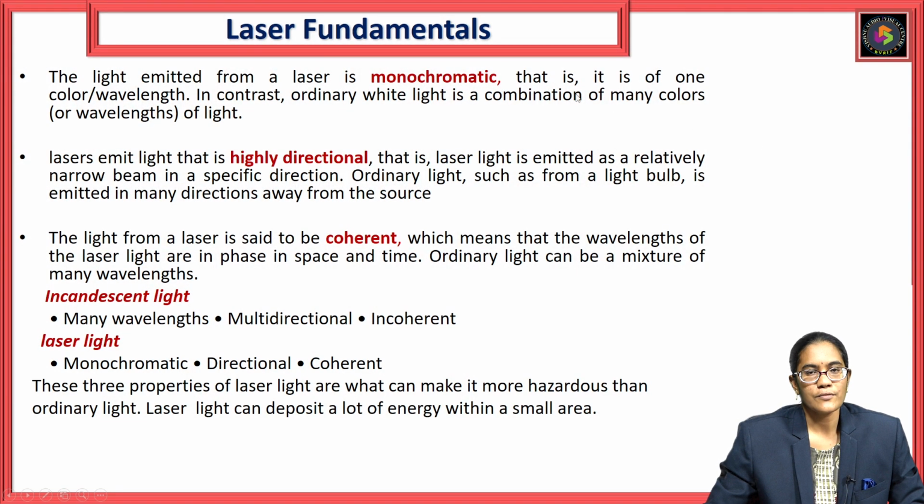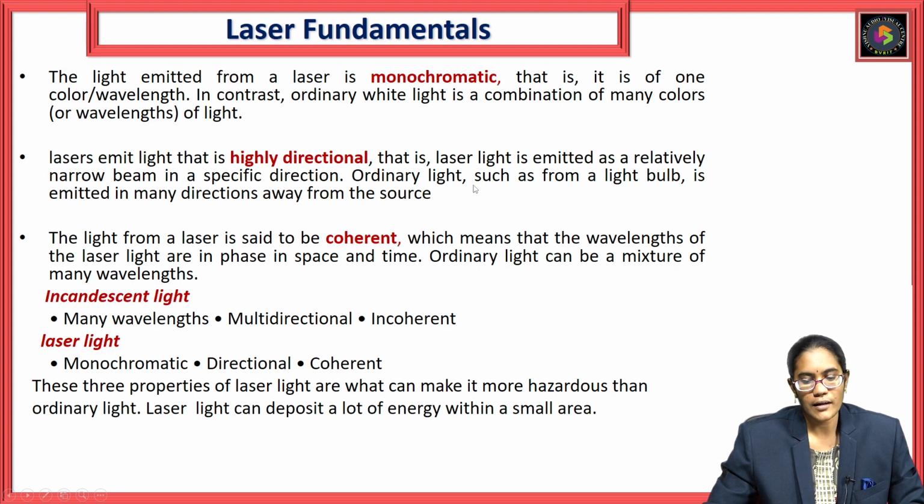Next, coming to the laser fundamentals, there are three important parameters in lasers. When compared to ordinary light, the light coming from a laser source is highly monochromatic in nature. Monochromatic means mono is single, chromatic is color, so it exhibits a single color and single wavelength. Ordinary light is a combination of many colors and many wavelengths. The second property is that the light coming from laser sources is highly directional in nature. Compared to ordinary light, laser light is emitted as a relatively narrow beam in a specific direction.